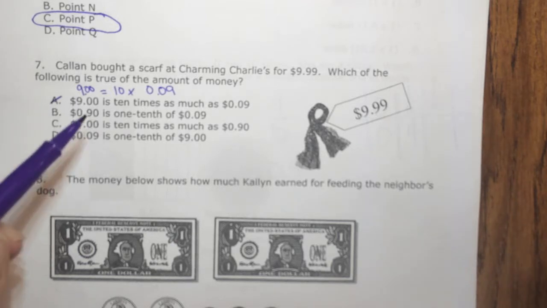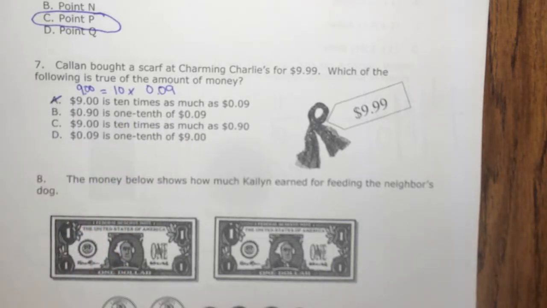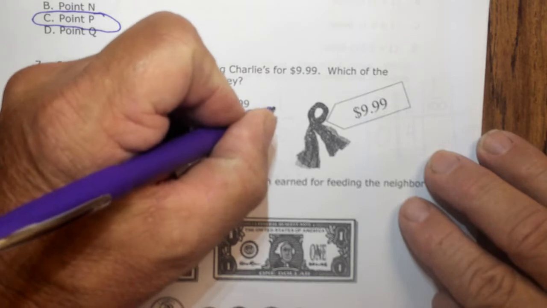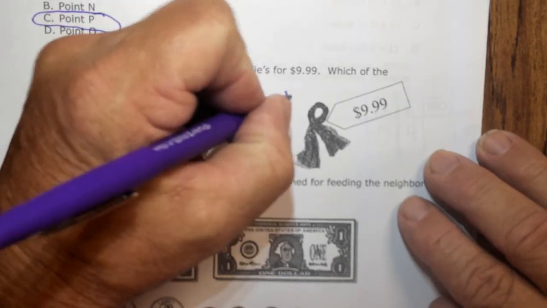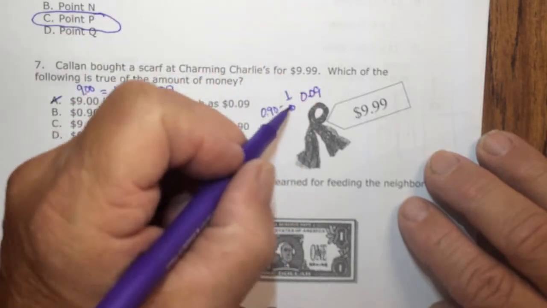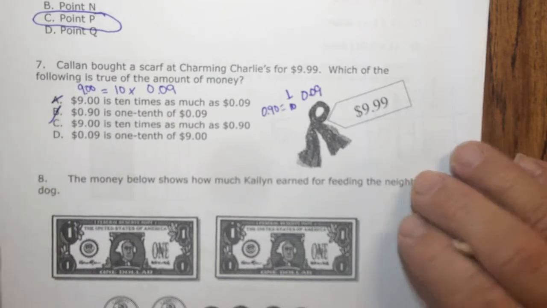90 cents is 1/10 of 9 cents. If I take 1/10 of 9 cents, is it going to be bigger or smaller? Smaller. So that can't be true. It can't go up from 9 to get to 90. So that's wrong, because 90 is 1/10 of 9 cents. We would be moving it smaller, and that's wrong. So that's no good.